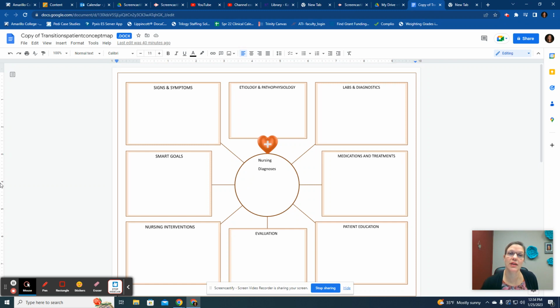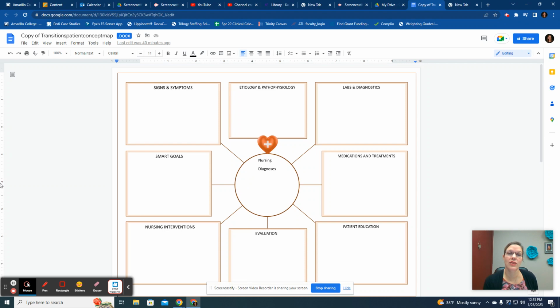The defining characteristics are the signs or symptoms that you're going to use when you're writing your nursing diagnosis. Remember in the pre-lecture I talked about nursing diagnoses should be written in the PES format. That's the problem, which is the nursing diagnosis of impaired gas exchange, the etiology, which is kind of like what caused that problem, and then the signs or symptoms, how we know that the patient has this problem.